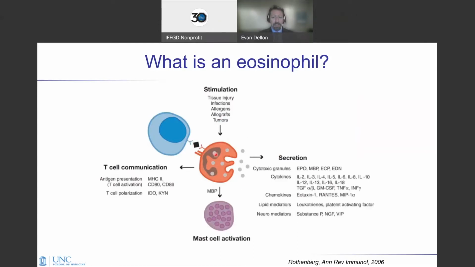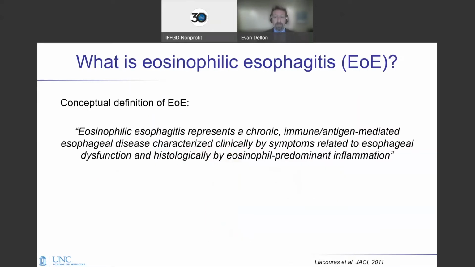They have a central function where they not only respond to different stimulations like infections and tissue injury, but also have a role in allergy. And they can talk to other immune cells, like things called T cells and mast cells, and they can secrete or release a number of factors that cause inflammation. And that's where they can lead into both a normal response and into allergic troubles. So what is eosinophilic esophagitis?